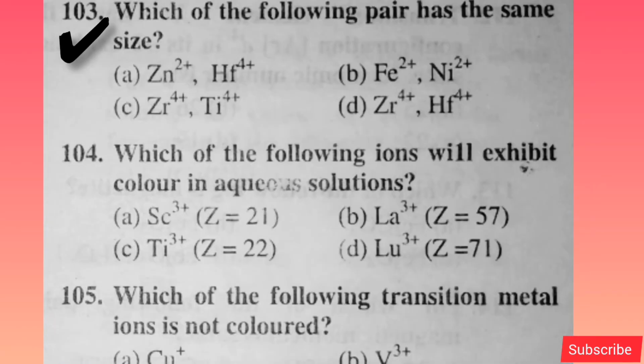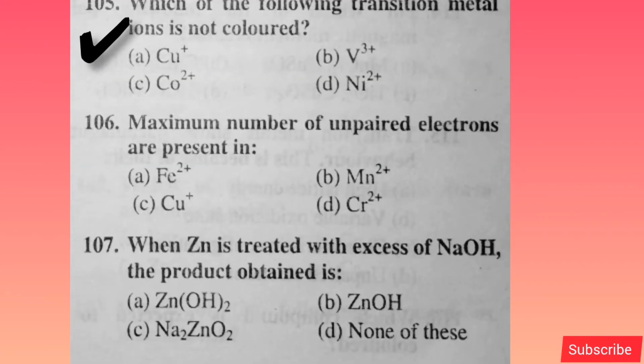Which of the following pair has the same size? Option D is correct. Which of the following ion will exhibit color in aqueous solution? Option C is correct. Which of the following transition metal ions is not colored? Option A is correct. Maximum number of unpaired electrons are present in.